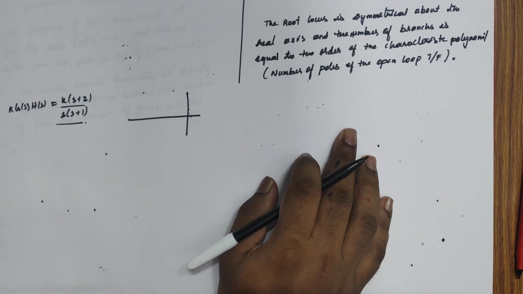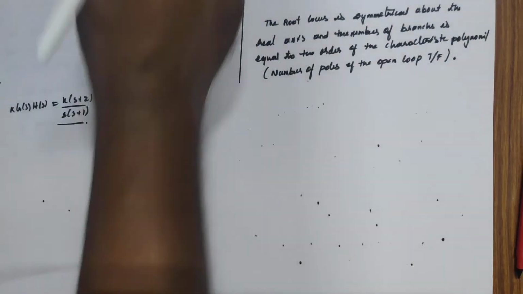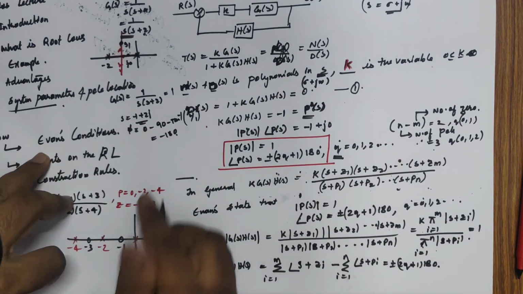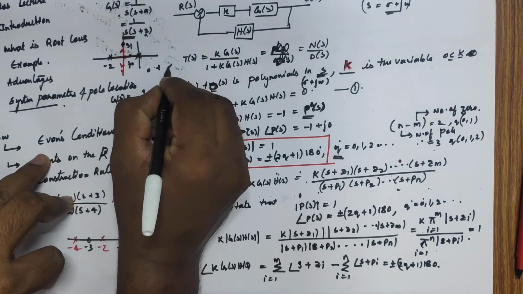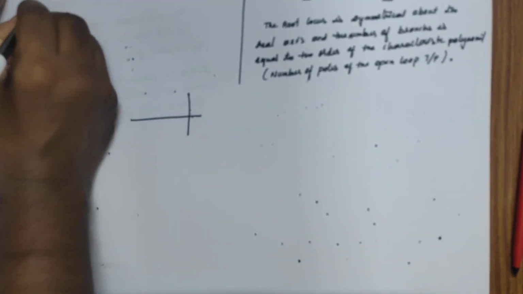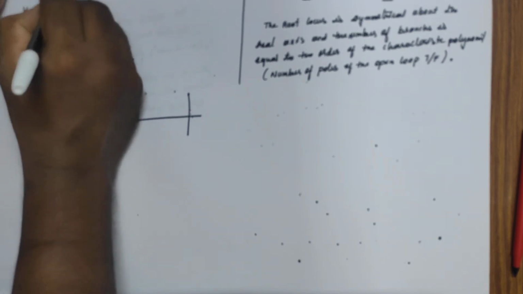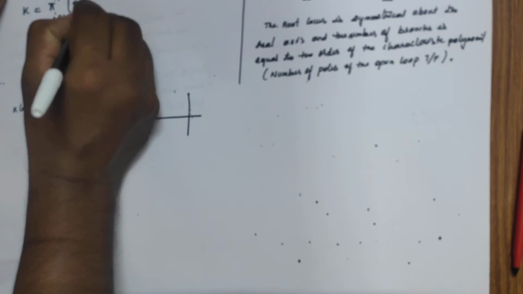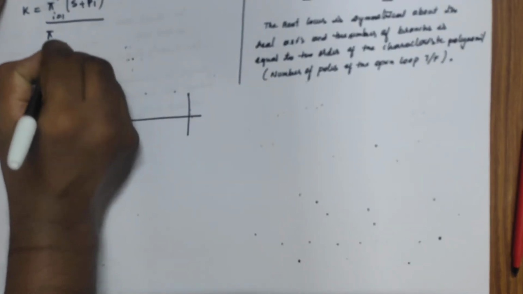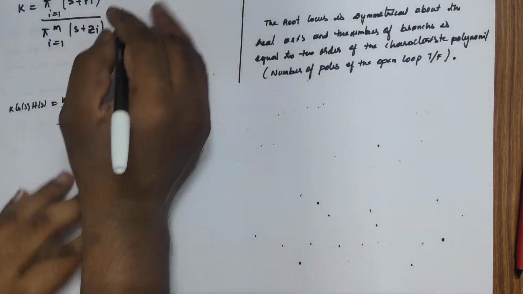And you also know how to find the k value at that point. So again we have some k value for that point. The k is varying from 0 to infinity, so find that k value in that function. The value of k is, as we already did, the product of (s plus pi) by the product of (s plus zi).